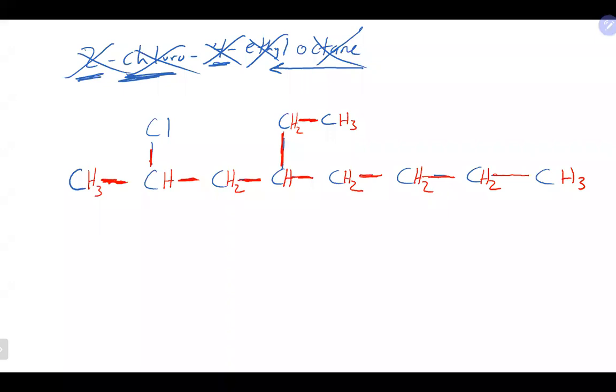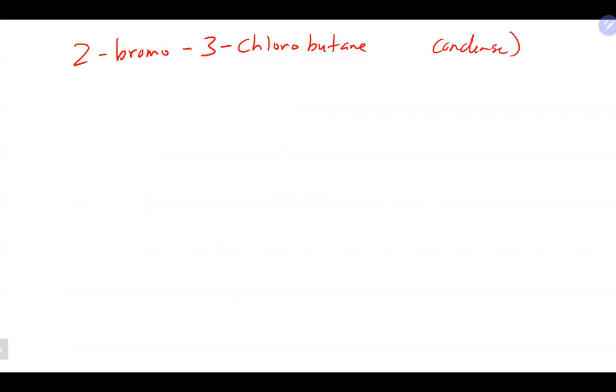Why don't you try one here? Let's do 2-bromo, 3-chloro butane. All right, draw the condensed formula for it, which is what we just did. So again, start backwards and work your way to the other side.